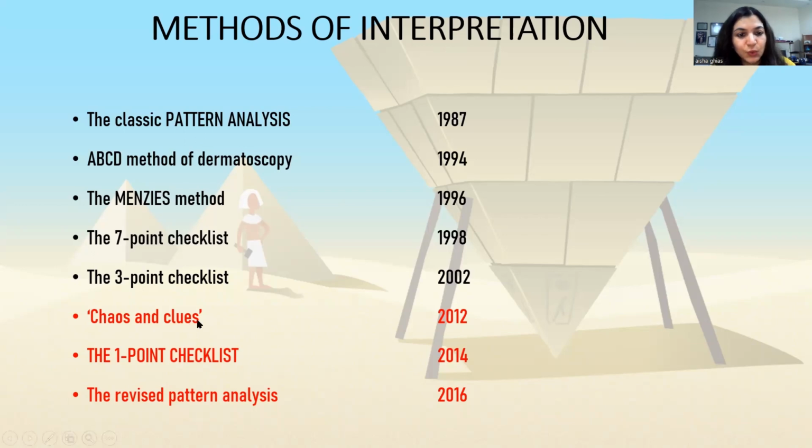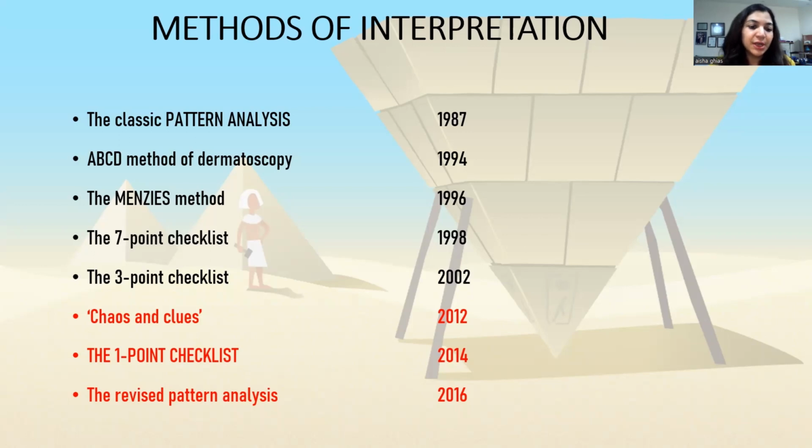Then chaos and clues, which is basically a composite method. I consider it superior to all the rest of the methods in terms of differentiating benign from malignant or pre-malignant disorders. So chaos and clues is a method that you use only when you have to differentiate benign lesions from malignant ones. Then the 1-point checklist, or the elephant approach, is the one you use when you have to instantly say whether the lesion is concerning or not. This is also called the elephant approach.